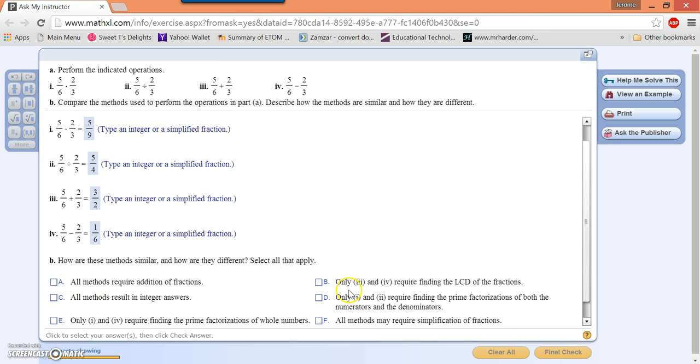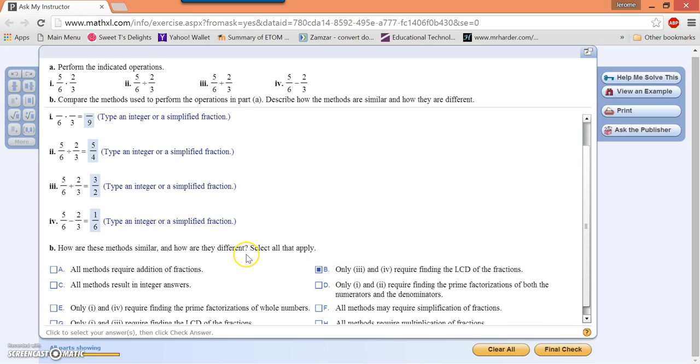Okay, now we go to B. Only 3 and 4 require finding the LCD of the fractions. Now, if we look here, the only time we need to find the LCD is when we're adding or subtracting fractions, which we have here, and they have to have different denominators. So B is correct. But listen, remember the directions say select all that apply, so we need to read the rest of these before we submit our answer.